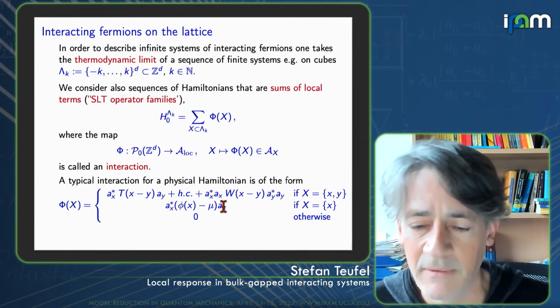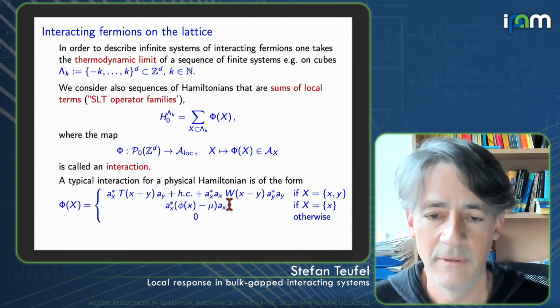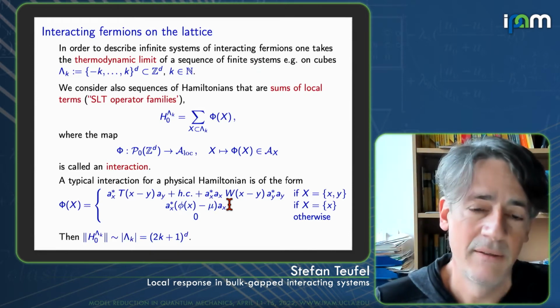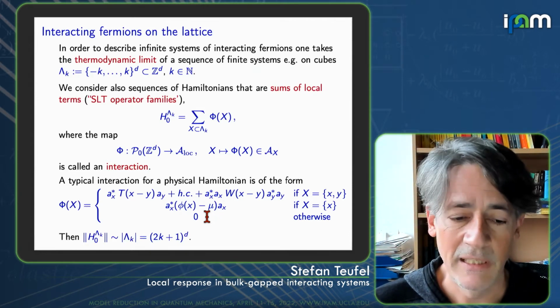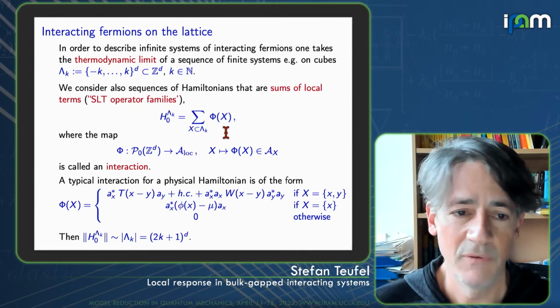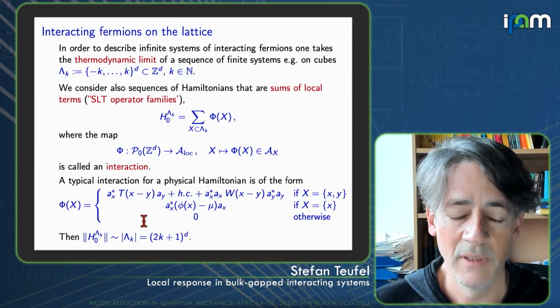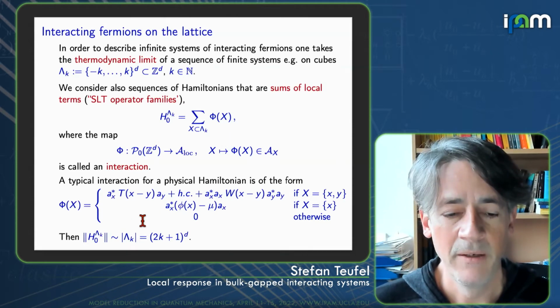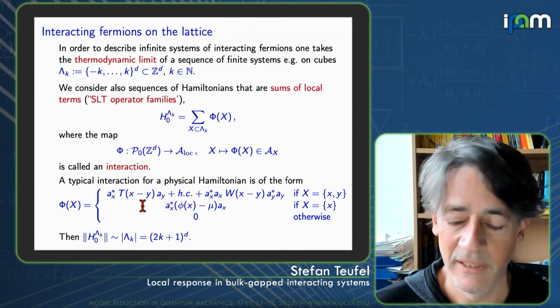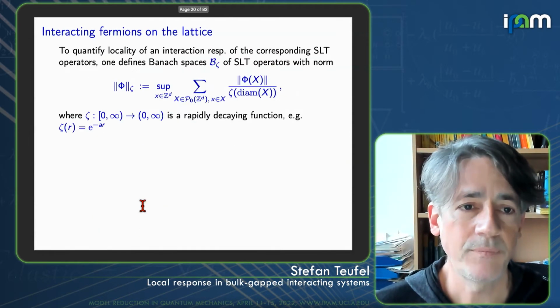Then we would get a Fermi-Hubbard model on the lattice. Okay, good. And we will be interested in the thermodynamic limit. To this end, let me note that the norm of such a Hamiltonian, such a sum of local terms operator, will grow like the volume of Lambda_k. So at least in the sense of bounded operators, this object will not have a nice limit.